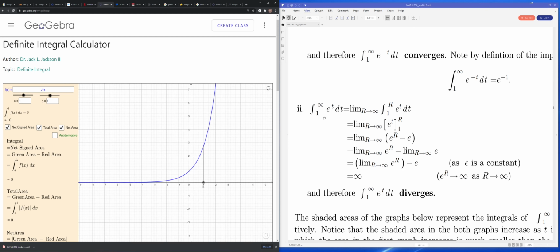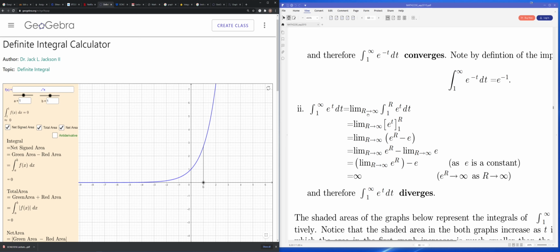Alright, so let's take a look at a second improper integral here. Notice in this case I have e to the t. The previous example that I did was e to the minus t. So for this improper integral, how are you going to work it out is you replace the infinity here by r, then you work out this inside integral here.